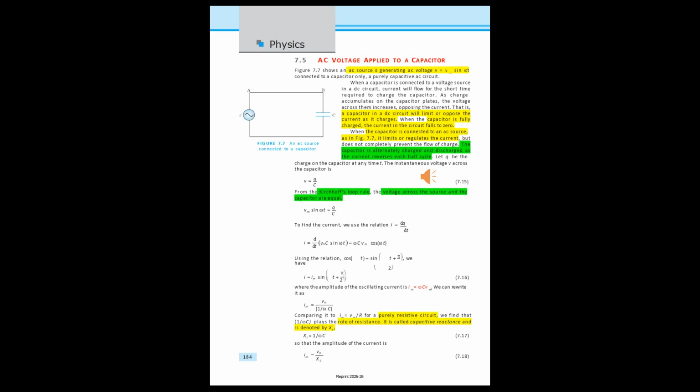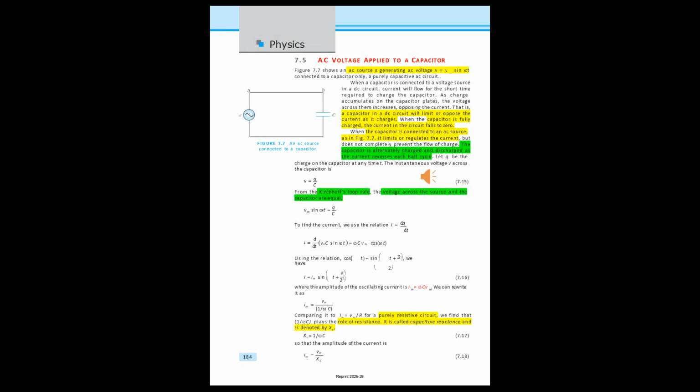When a capacitor is connected to a voltage source in a DC circuit, current will flow for the short time required to charge the capacitor. As charge accumulates on the capacitor plates, the voltage across them increases, opposing the current. That is, the capacitor in a DC circuit will limit or oppose the current as it charges. When the capacitor is fully charged, the current in the circuit falls to zero. When the capacitor is connected to an AC source, it limits or regulates the current but does not completely prevent the flow of charge. The capacitor is alternately charged and discharged as the current reverses each half cycle.